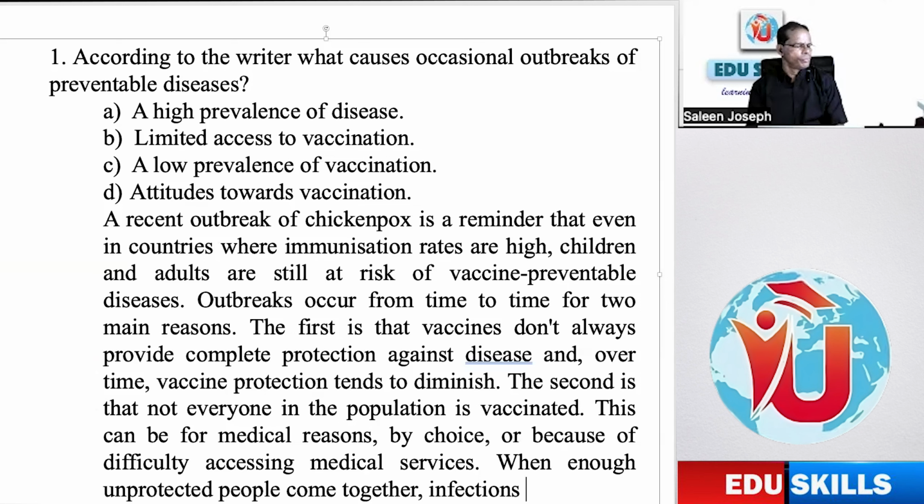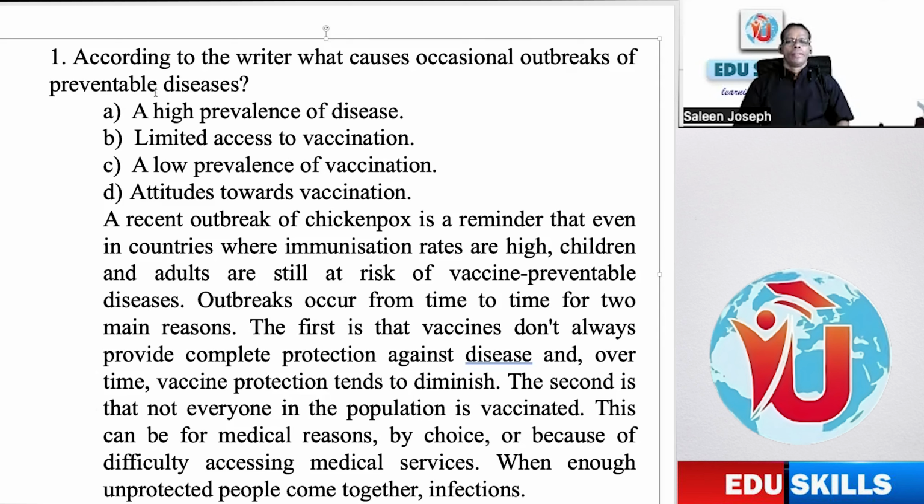A recent outbreak of chickenpox is a reminder that even in countries where immunization rates are high, children and adults are still at risk of vaccine-preventable diseases. Outbreaks occur from time to time for two main reasons. The first is that vaccines don't always provide complete protection against disease, and, over time, vaccine protection tends to diminish. The second is that not everyone in the population is vaccinated. This can be for medical reasons, by choice, or because of difficulty accessing medical services. When enough unprotected people come together, infections... Okay, after infections, there should have been a full stop, right?